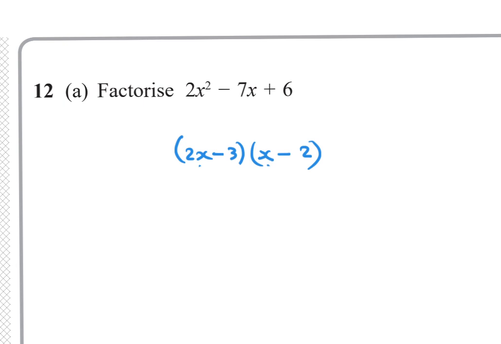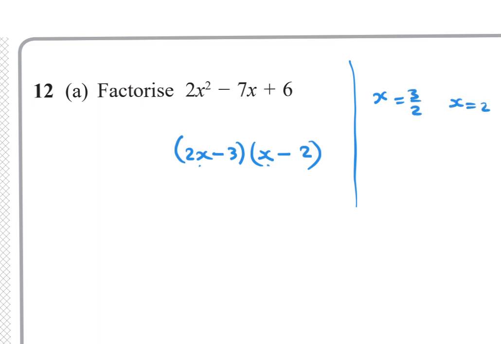And also you can use your calculator to factorize. Just use mode 5.3 and enter a, which is 2, b, which is negative 7, c equals 6. You get two values, x equals 3 over 2 and the other value x equals 2.